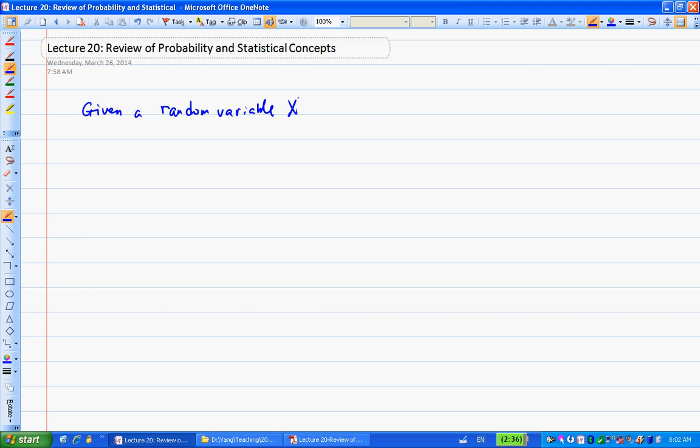If we have a random variable x, one quantity we know is the mean, basically the expected value of the random variable. So E represents this, and the formula is the integral from negative infinity to infinity of x f of x dx. This is for continuous. f of x here is the probability density function, or probability distribution function.